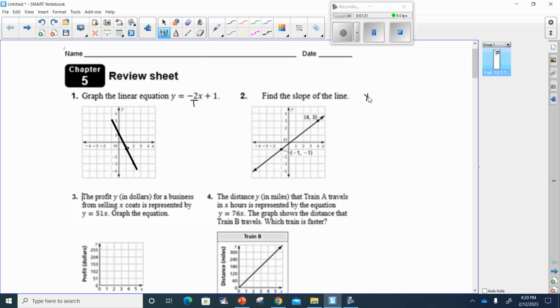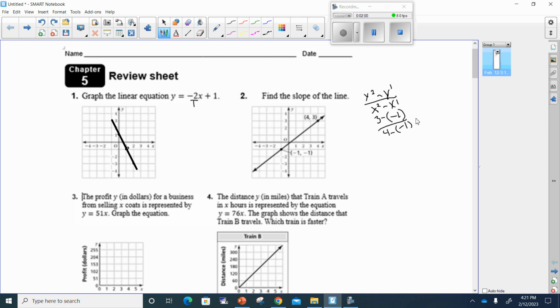Remember, that's y2 minus y1 over x2 minus x1. Well, over here, y2 is going to be 3, and y1 is going to be negative 1. So minus negative 1. And then we're going to take x2, which is 4, and we're going to subtract negative 1 again.